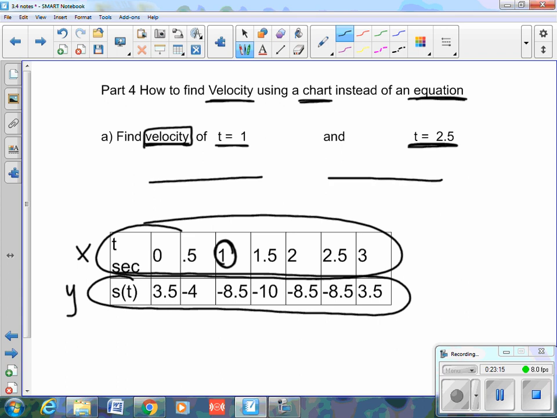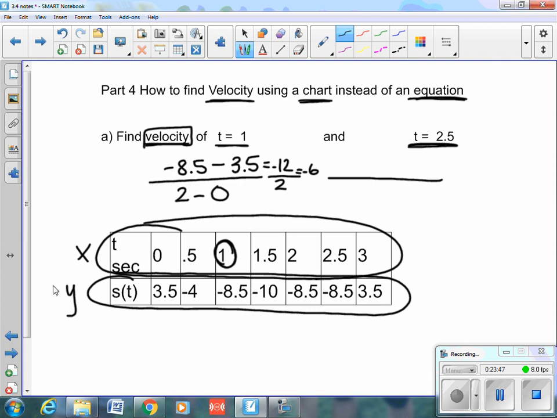You're supposed to make a chart. To find 1, I'm going to do these two. I'm going to put the x's on the bottom, so 2 minus 0. And I'm going to put my y's on the top, which is negative 8.5 minus 3.5. Which gives you a negative 12. The negative 12 divided by 2 is a negative 6.